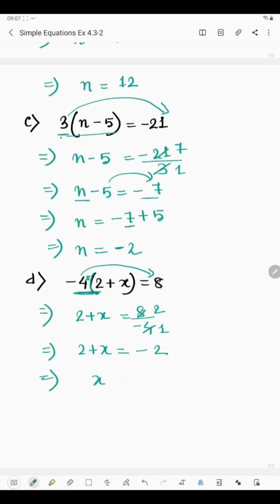Now what will be the value of x? See, x is equal to minus 2, and this 2 we are taking on the right hand side, so plus 2 will be minus 2. So minus minus plus, 2 plus 2 is 4, and since these two digits have a negative sign, this will be negative. Okay, so the value of x is minus 4.